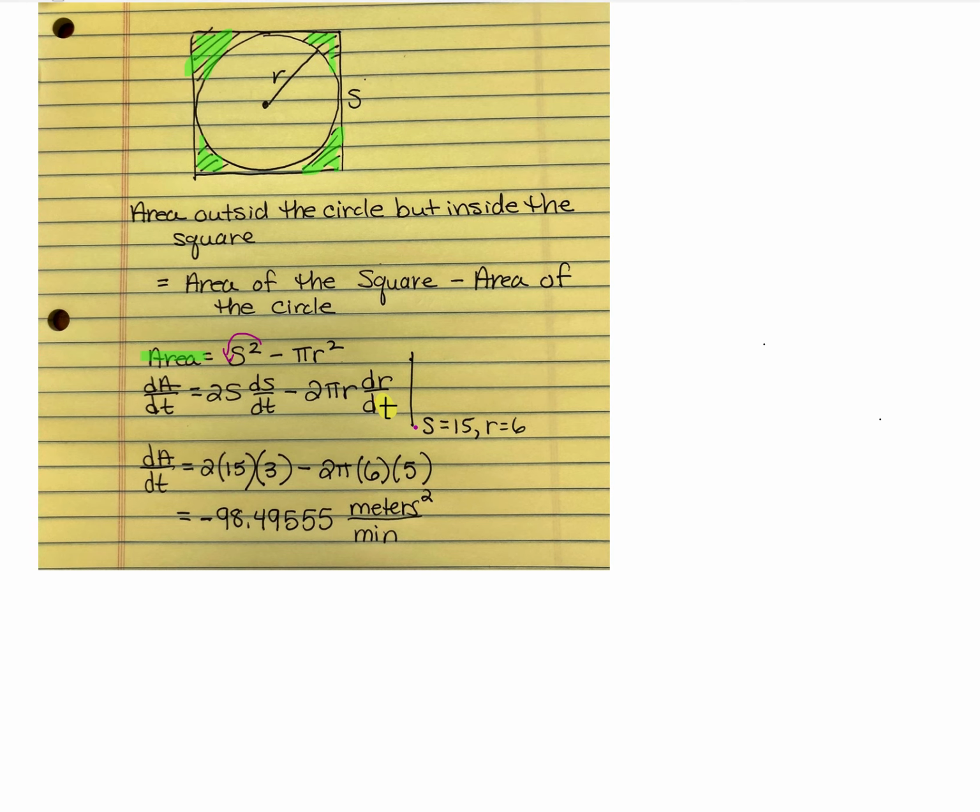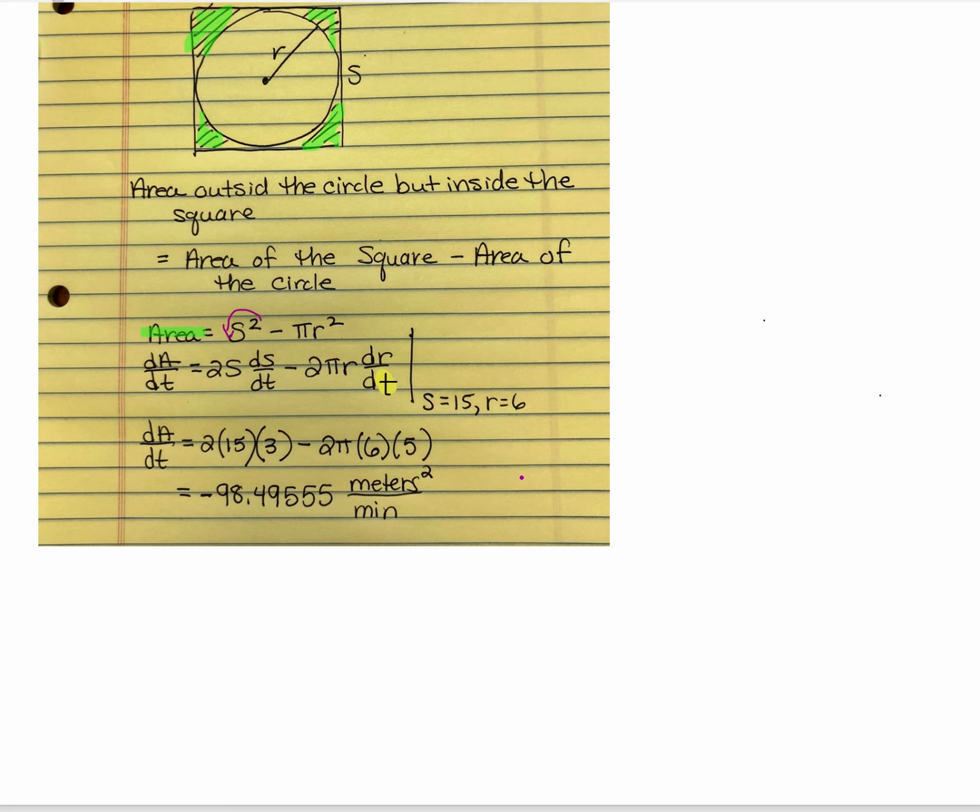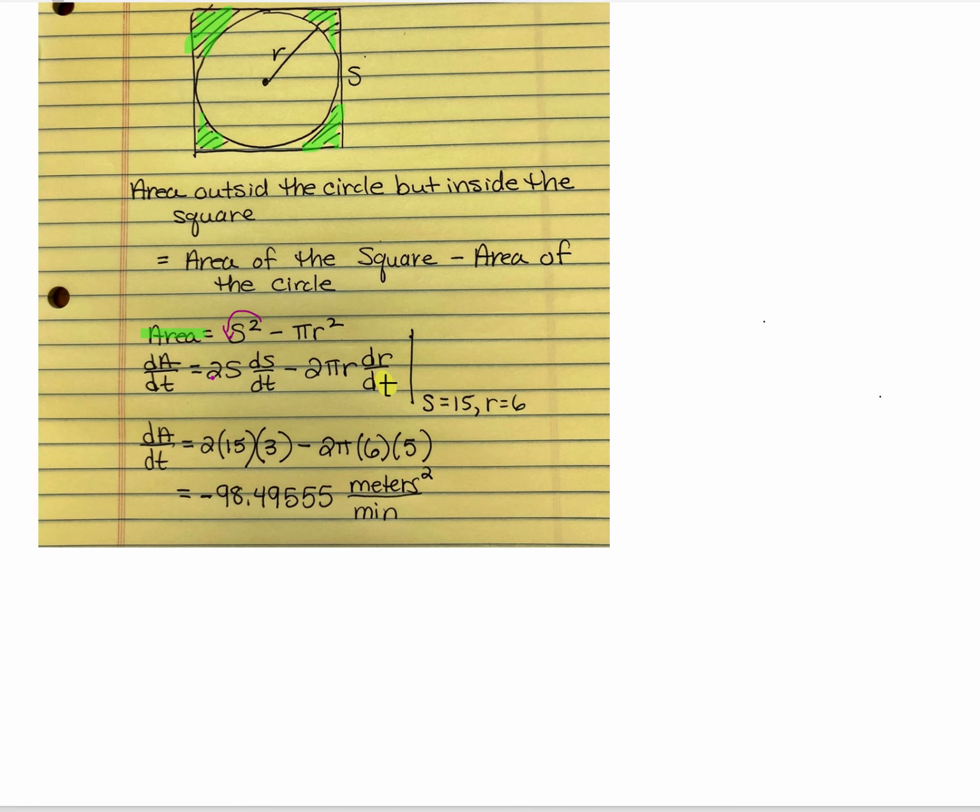And I want to evaluate this. The question says when the side is 15 meters and the radius is 6. So everywhere I have S, I'm going to plug in 15, this 15 here. And everywhere I have R, I'm going to plug in 6, this 6 right here. Now this 2 and this 2 pi are already in our equation. So we just have to determine what the ds dt is and the dr dt is.